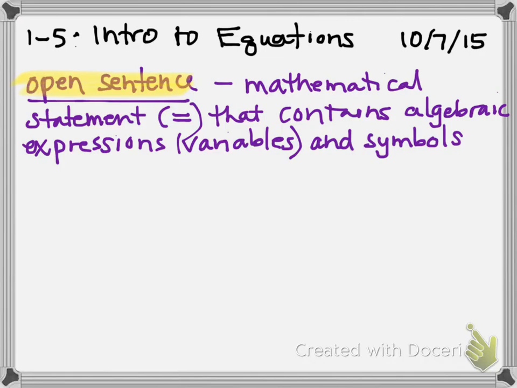We'll do him in a different color. Is the idea of variables. In order to have an open sentence, it must be an equation, and it must contain variables. So then let's go to what is an equation.